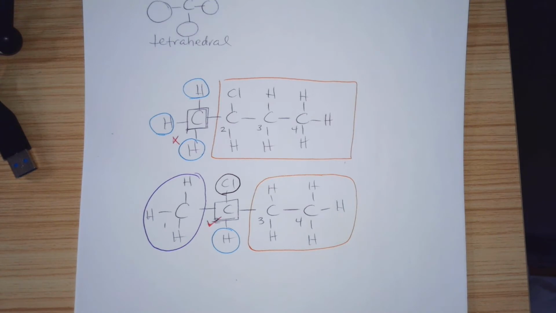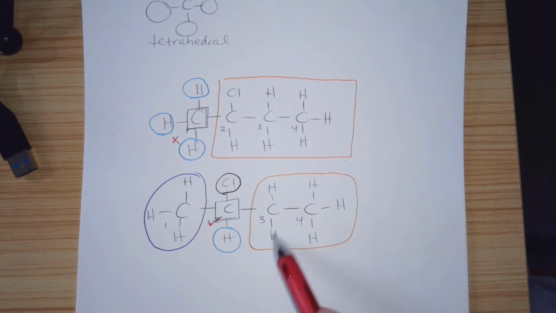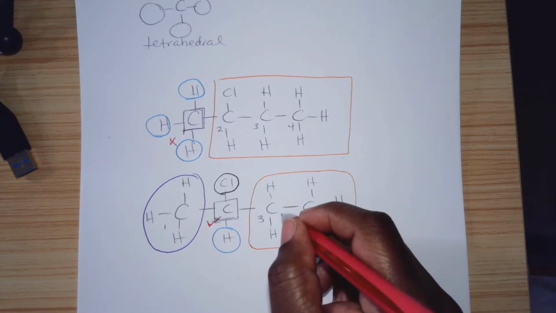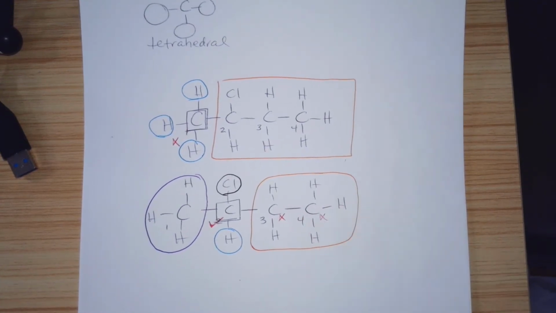We can go through that process with the remaining carbon atoms as well. However, simply looking at carbons 3 and 4, I can see that they each have multiple hydrogen atoms attached. What that tells me is that carbon 3 cannot be chiral, carbon 4 cannot be chiral. So this particular molecule has only one chiral center, which is at carbon 2.